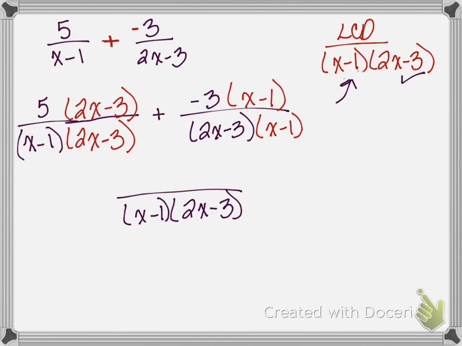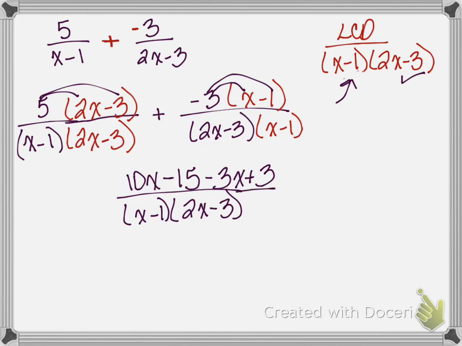Okay. So now we're going to distribute the 5 to both of these. So 5 times 2x is 10x. 5 times negative 3 is negative 15. Okay. Now I'm going to distribute my negative 3. Negative 3 times x is minus 3x. Negative 3 times negative 1, positive 3.